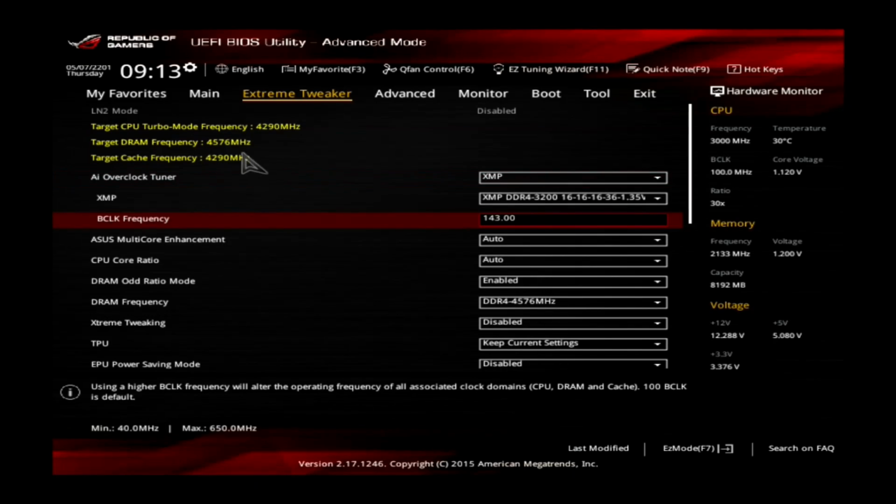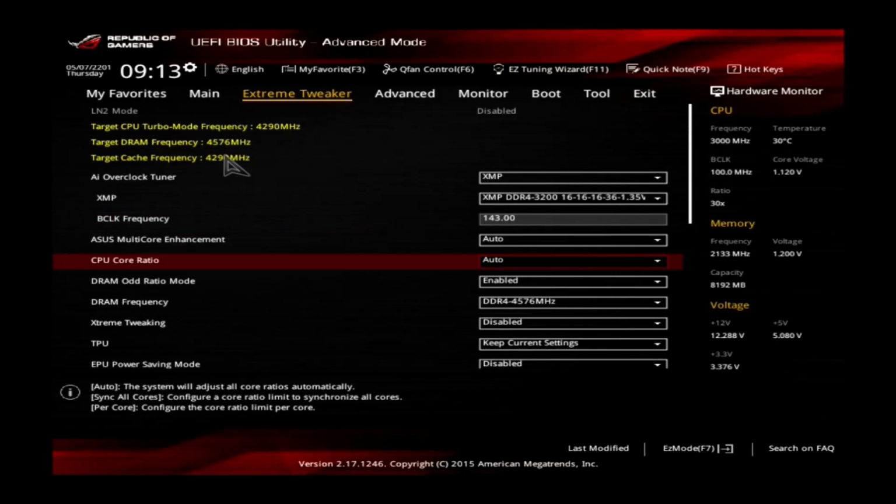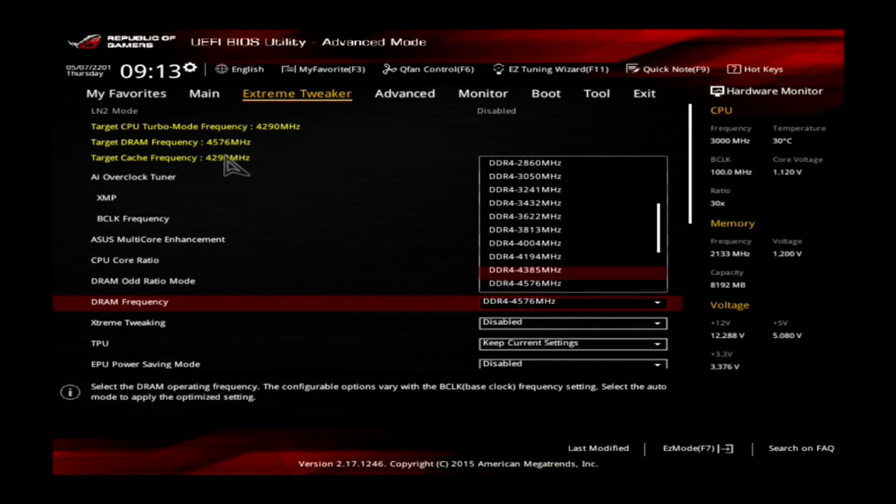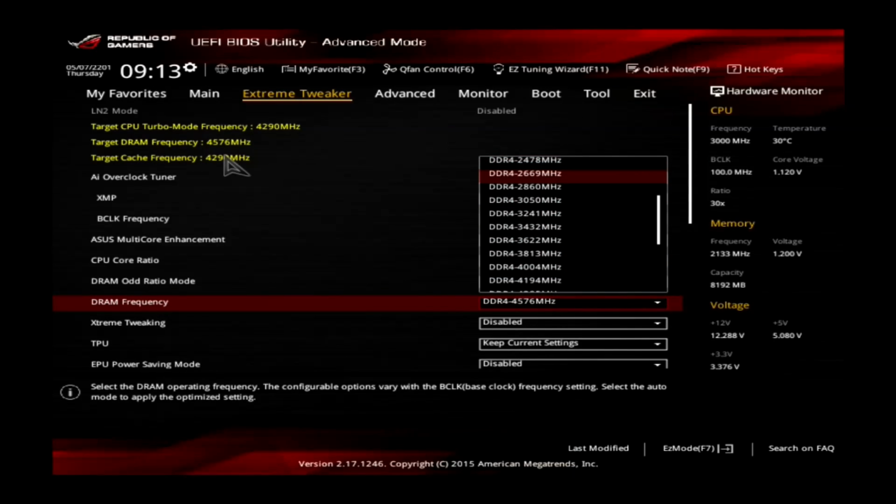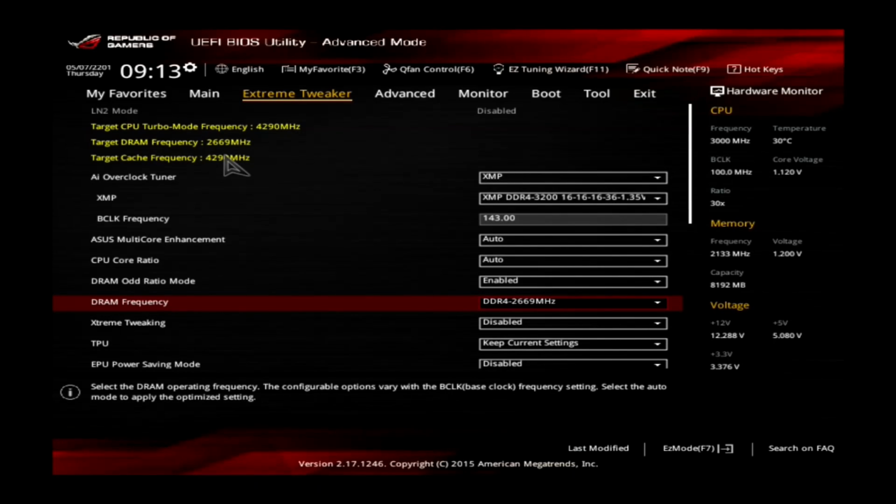So you can see the target CPU turbo mode frequency is 4290 megahertz on the CPU core and also on the cache. However, you can see the target DRAM frequency is around 4.6 GHz, which is obviously too much. So we have to lower the DRAM frequency to around 2600, which from my testing is safe on all CPUs. I found out that on some CPUs, a high DRAM frequency is causing some instabilities with a non-K overclocking. So you might want to keep this one at around 2600. You can try higher on your CPU and memory, of course, maybe it works.